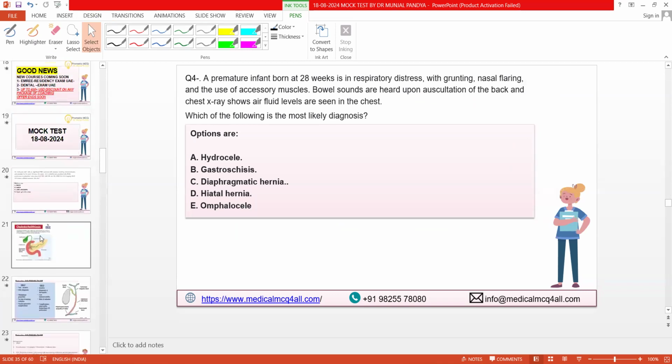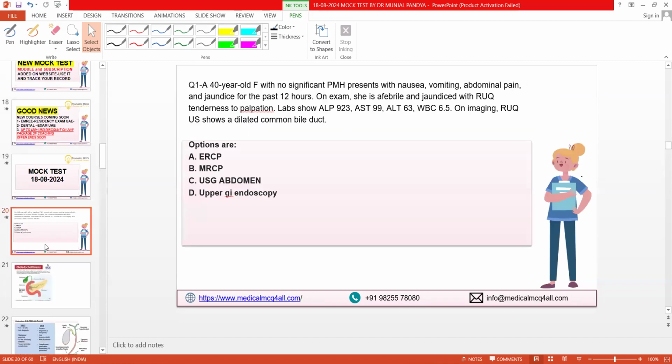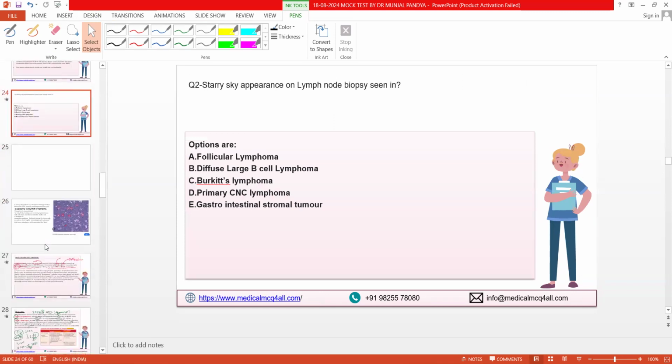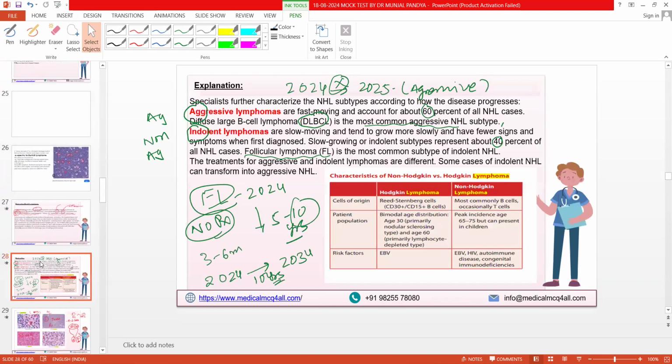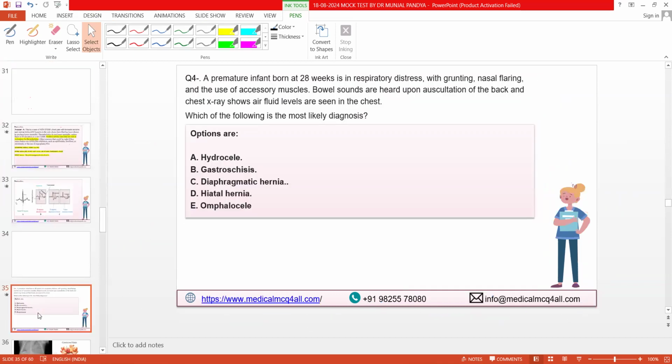Let's do the things a little. The bifurcation: the first question is gastrointestinal system. The second question is an oncology question. The third question is a cardiology question. And now the gear switches to pediatrics. So your knowledge will be checked overall. Otherwise you would say, sir, my cardiology is very weak. You did not ask any pediatric or gastroenteral questions.